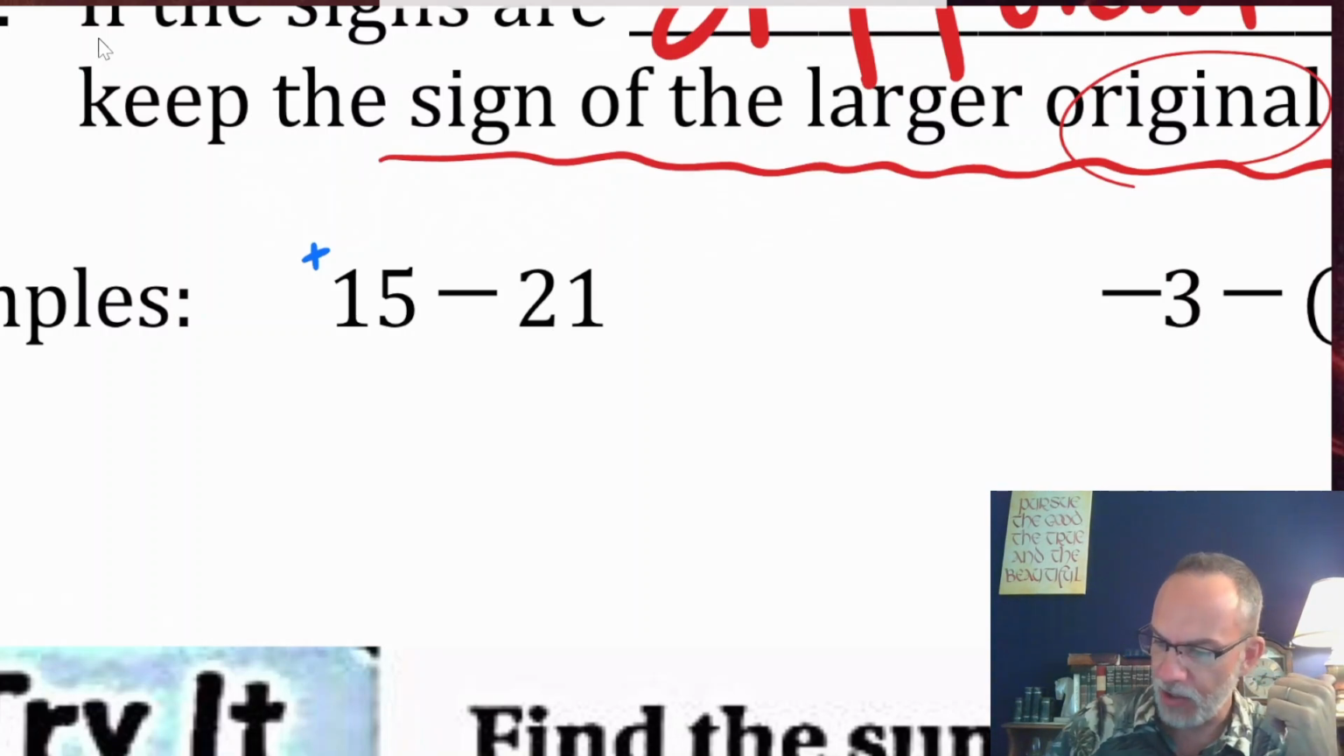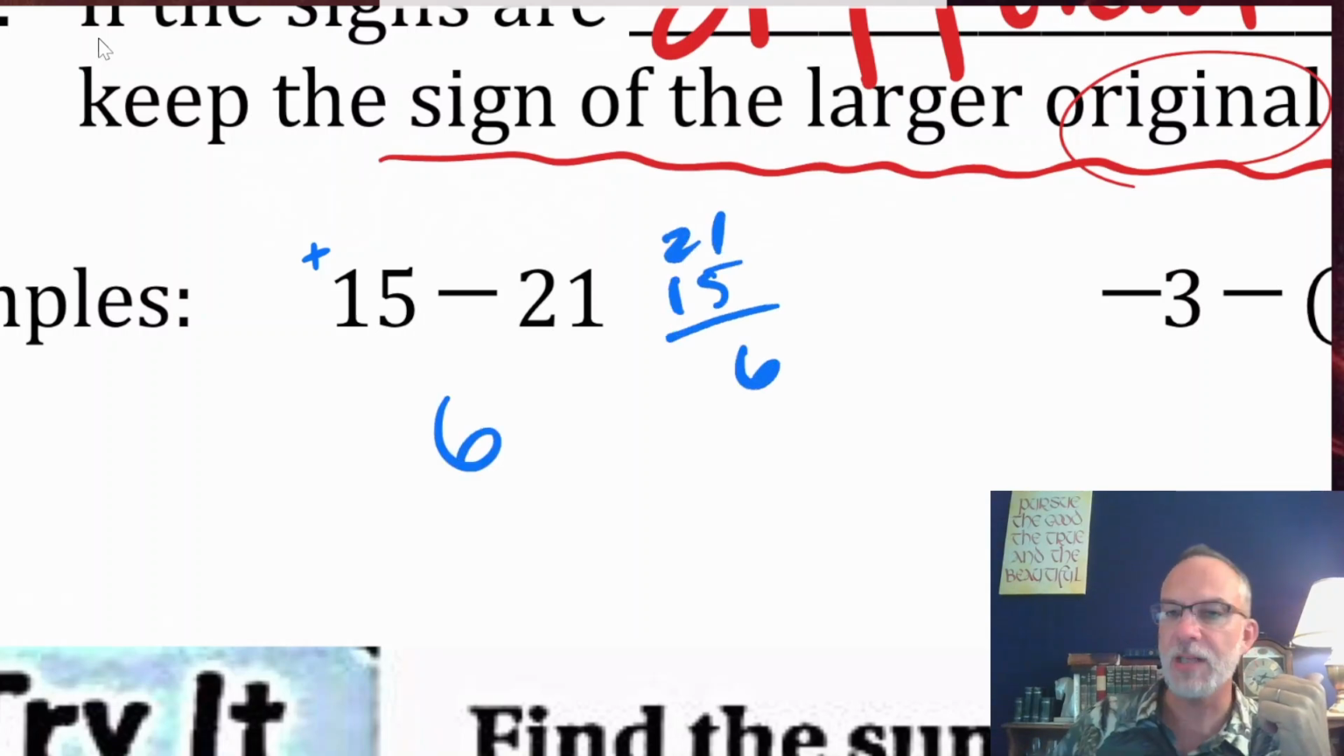Don't think about the sign. Just take the bigger number, which is 21. Oops, I almost wrote 12. Stand by. 21 minus 15. What's the difference? 6. So the number part of the answer is 6.